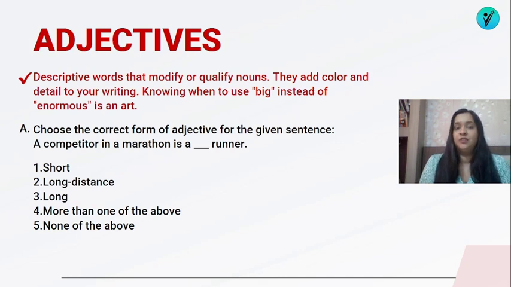Moving on to adjectives. I've spoken a lot about adjectives. These are descriptive words that modify or qualify nouns. They add color and detail to your writing, and you can be very creative with them. Instead of using big, you can use enormous. It will still remain an adjective, something that describes. Now, one very common myth associated with adjectives is that they always precede the noun, but that's not true.